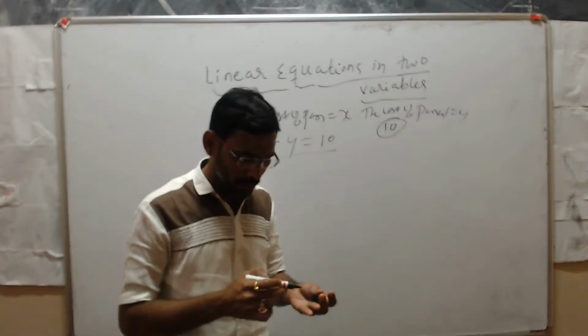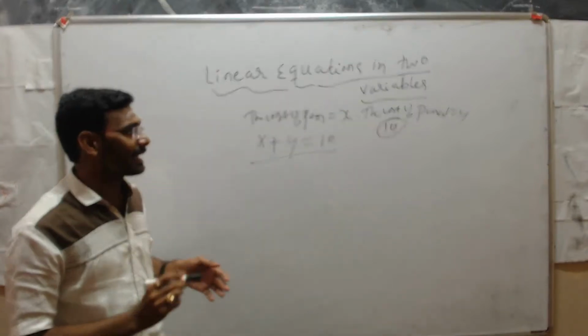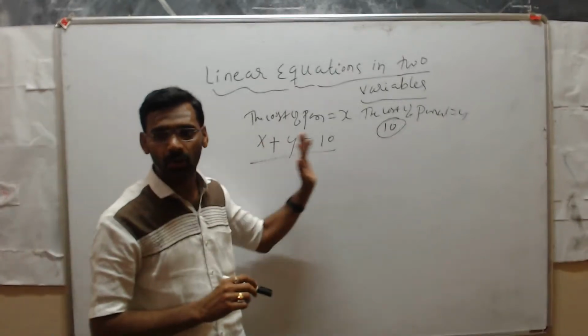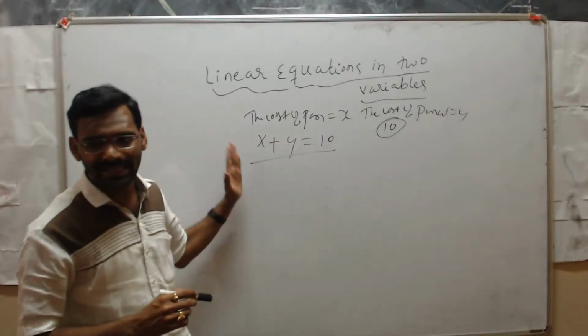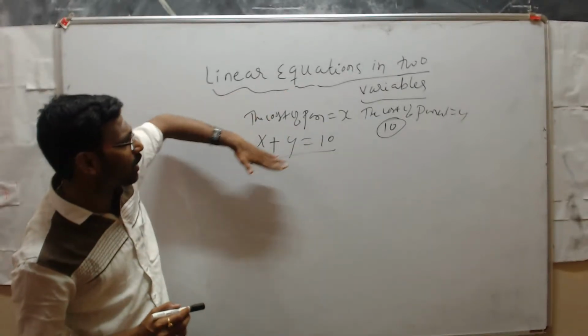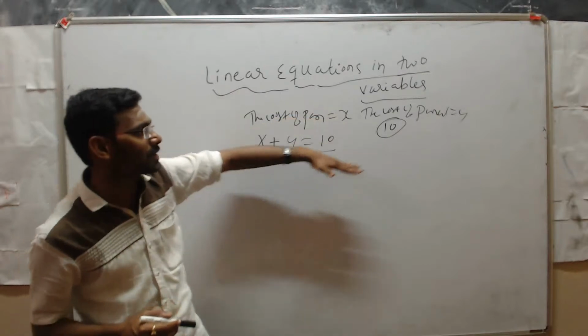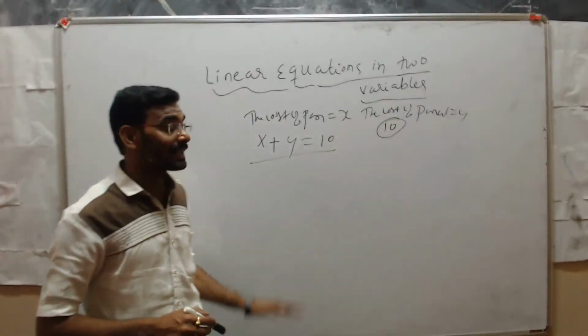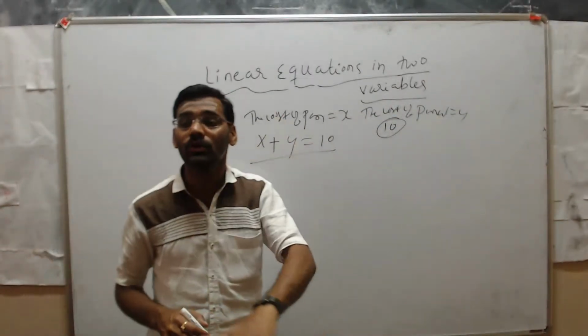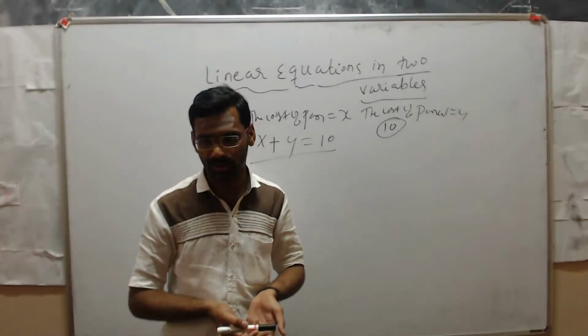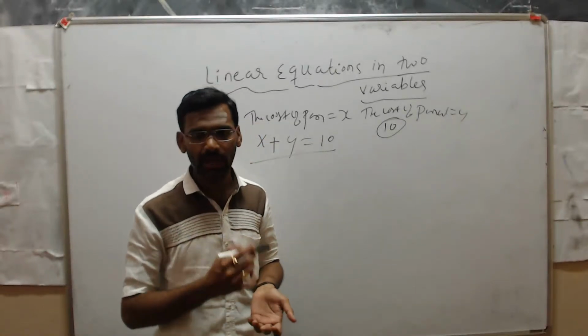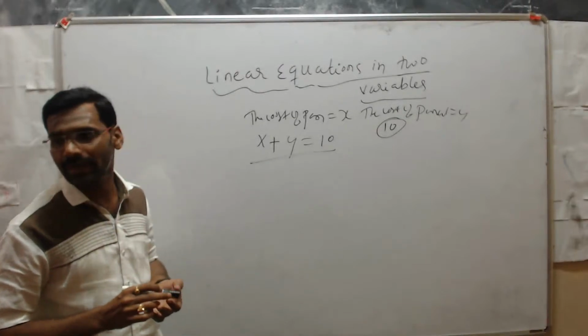Together, the total amount for one pen and one pencil is 10 rupees. x plus y is equal to 10. This is also a linear equation in how many variables? Two variables. One is x, another one is y. x is based on the cost of the pen, y on the cost of the pencil. So how many solutions does this equation have? It is very important.